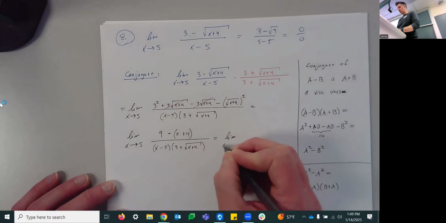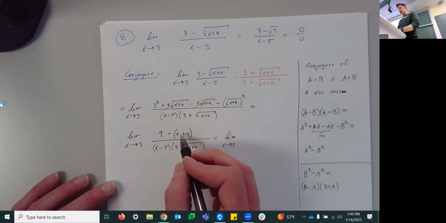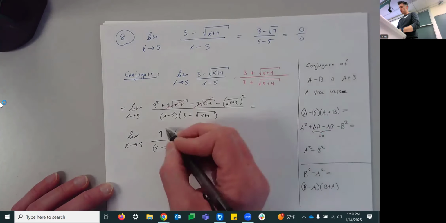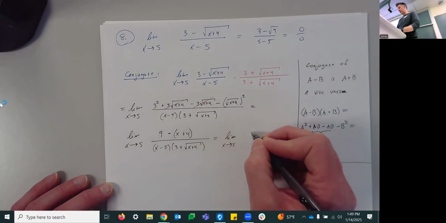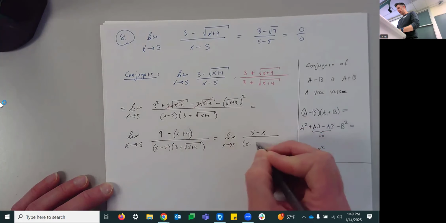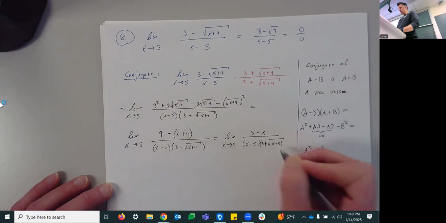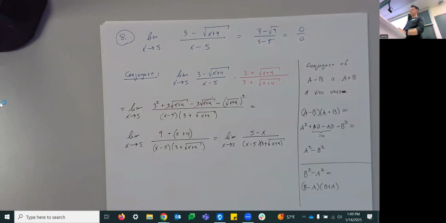So limit as x approaches 5 of 9 minus x minus 4 is going to be 9 minus 4 is 5. That's going to be 5 minus x, over x minus 5 times 3 plus the square root of x plus 4. Those things almost look like they cancel, but they're not quite the same.